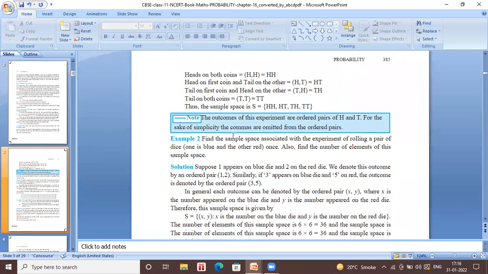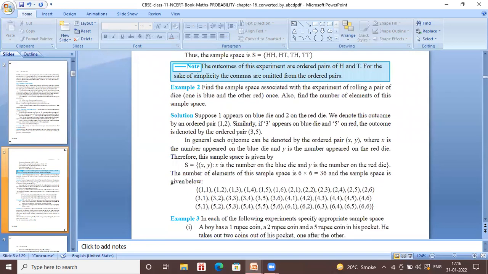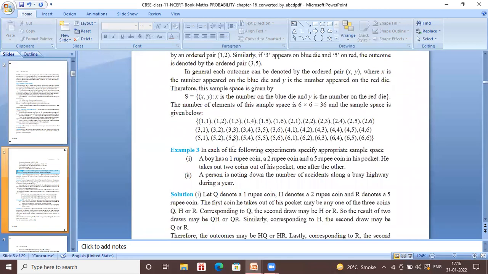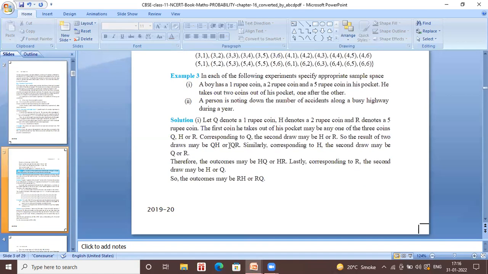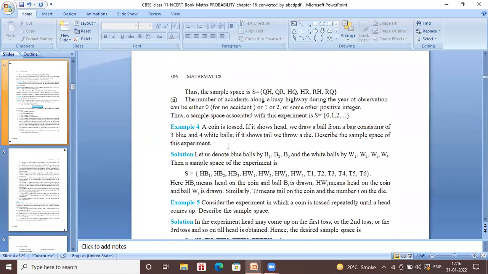These kinds of examples are given in exercise 16.1. You have to do all these examples. Then we will start 16.1 in the next video.